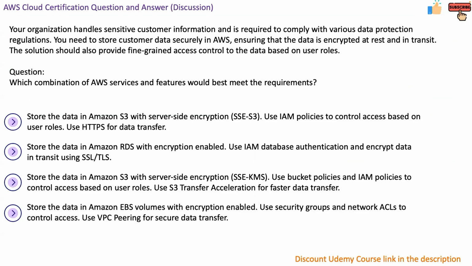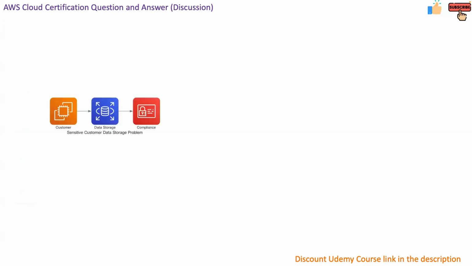Now we see the four options. Before I tell you the four options, we go through them. Let us illustrate this in a visual format. So we have customers and they're accessing the data stored in RDS, let us say, or anywhere, and we need to have compliance. Now how can we get this technically?